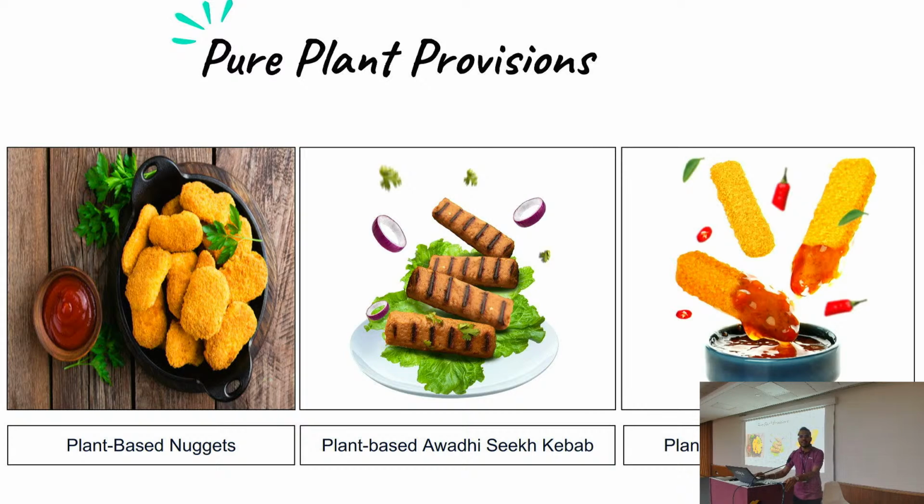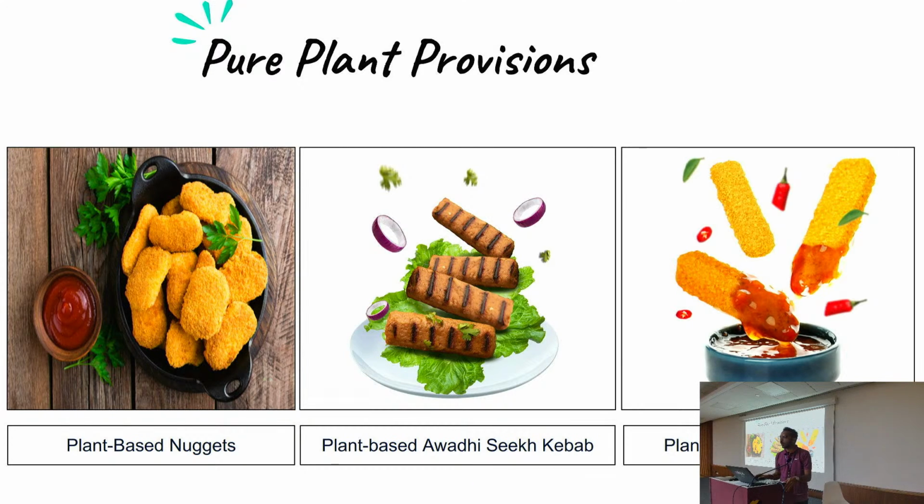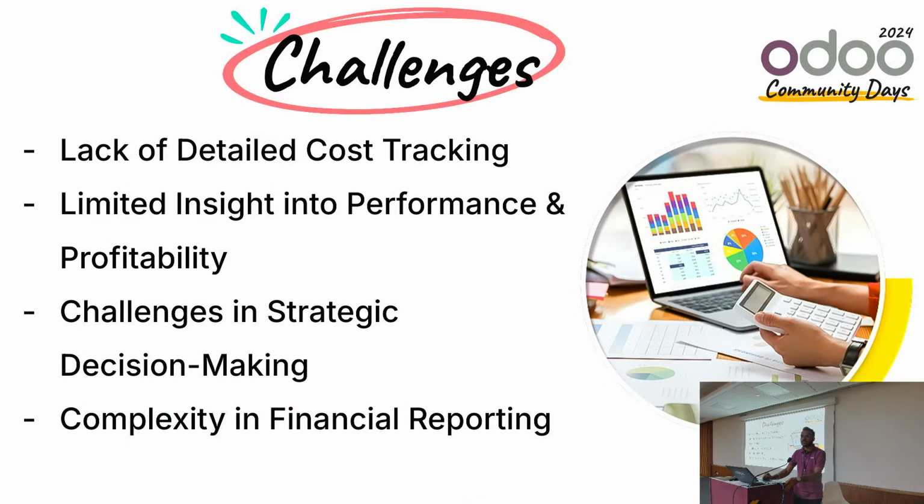In this demonstration, I will take the example of my friend Mr. John, who is the visionary behind the pure plant provision. His company is dedicated to creating delicious and nutritious products of pure plant, a top-notch alternative to animal-based products. So we will start the demonstration on that industry. Mr. John is currently managing all the transactions by recording everything in Google Sheets. So they have some challenges.